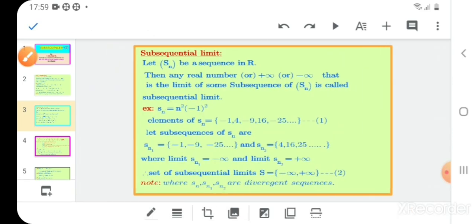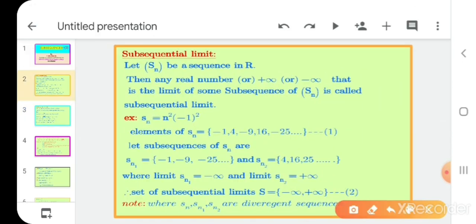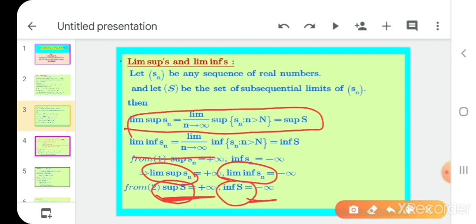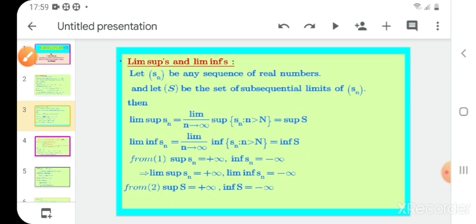From 2, what is 2 here? See, the subsequential limits set S. From 2, what is the infimum value? Minus infinity. What is the supremum value? Plus infinity. So the supremum of capital S equals plus infinity and the infimum of capital S equals minus infinity. So the limit supremum of Sn equals the supremum of S, and the limit infimum of Sn equals the infimum of S. These are the most important formulas.